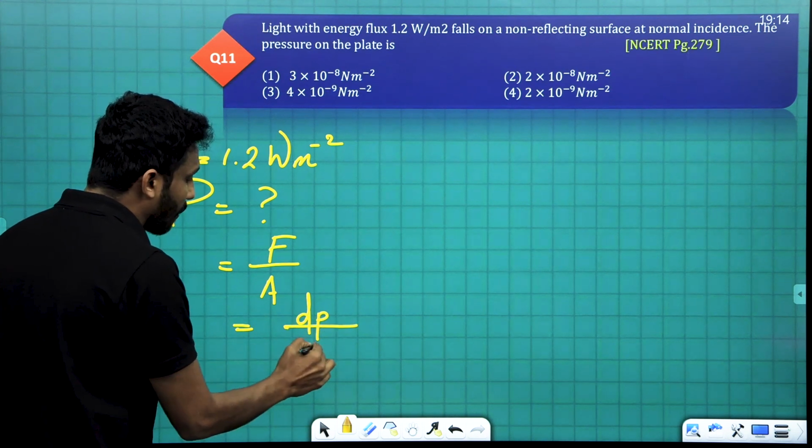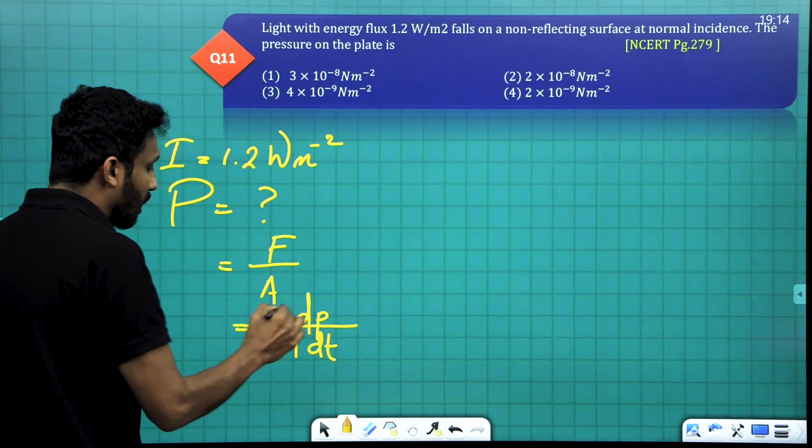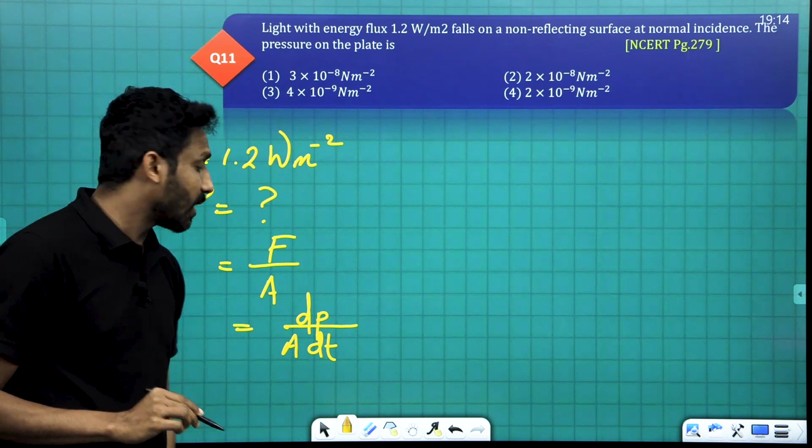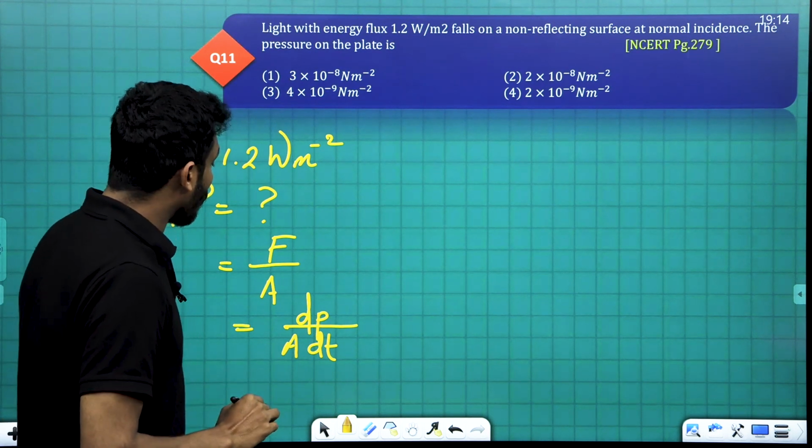Rate of change of momentum, that is the force. Divided by area is already there. Okay. Then, what about momentum?